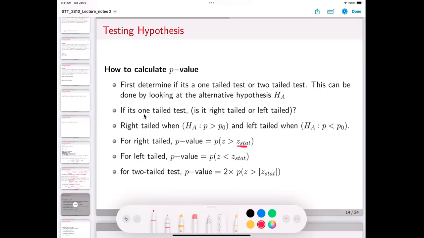So to be able to do that, you have to ask yourself, is the test one-tailed or two-tailed? And that is going to help you determine. How do you decide if one-tailed or two-tailed? You just have to look at the alternative hypothesis. If the alternative hypothesis is either greater than or less than, then it's one-tailed. And if it's one-tailed, is it right-tailed? It's right-tailed if here is what? Greater than. And it's left-tailed if here is what? Less than.